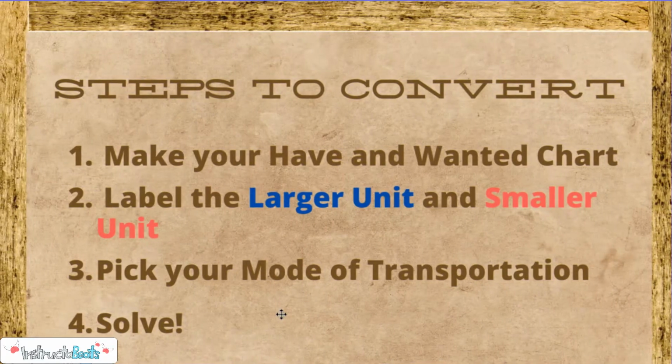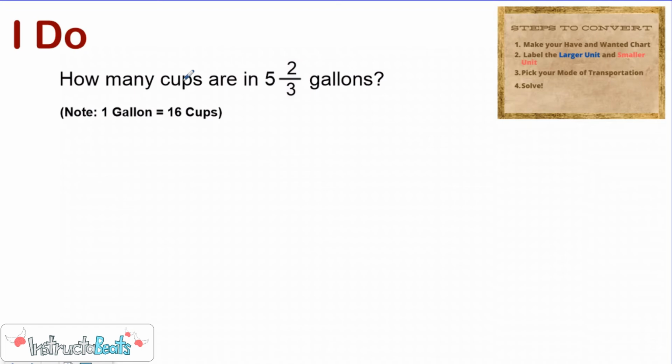So just as a quick reminder, if you've already watched our lesson on conversions, you already know this, but here are our steps that we're going to use to convert. Step number one, we're going to make our have and wanted chart. That's just going to help us be organized. That's also going to help us label the larger unit and the smaller unit, which is step number two. And then step number three, we're going to use that information to pick our mode of transportation, and then we're going to solve.